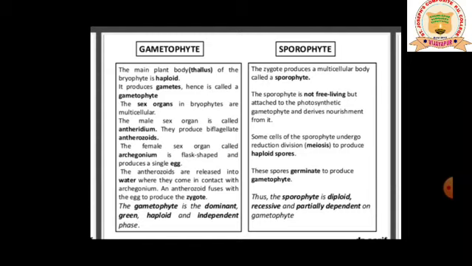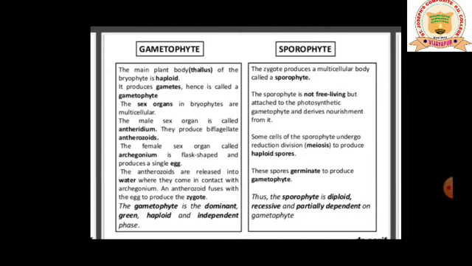Now the sporophyte is not free living but attached to the photosynthetic gametophyte and derives nourishment from it. The male sex organ is called antheridium and produces flagellate anthrozoids. The female sex organ is called archegonium, that is flask shaped and produces a single egg. Some cells of the sporophyte undergo reduction division, I call it meiosis, to produce haploid spores. The anthrozoids are released into the water where they come in contact with archegonium, and an anthrozoid fuses with the egg to produce zygote. The haploid spores germinate to produce gametophyte.